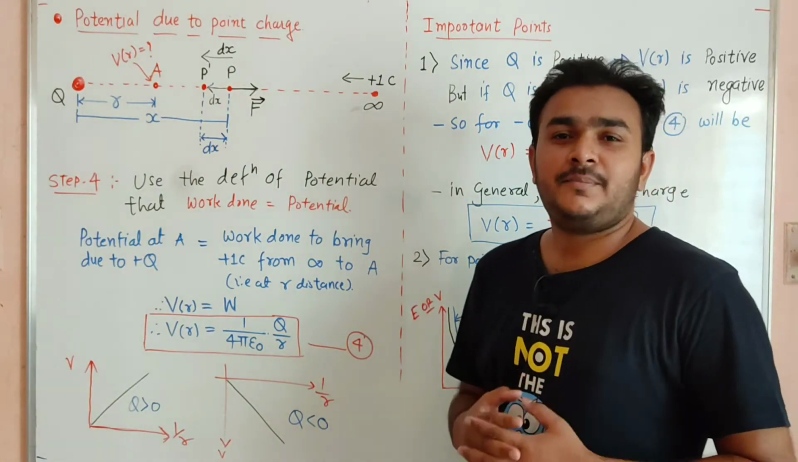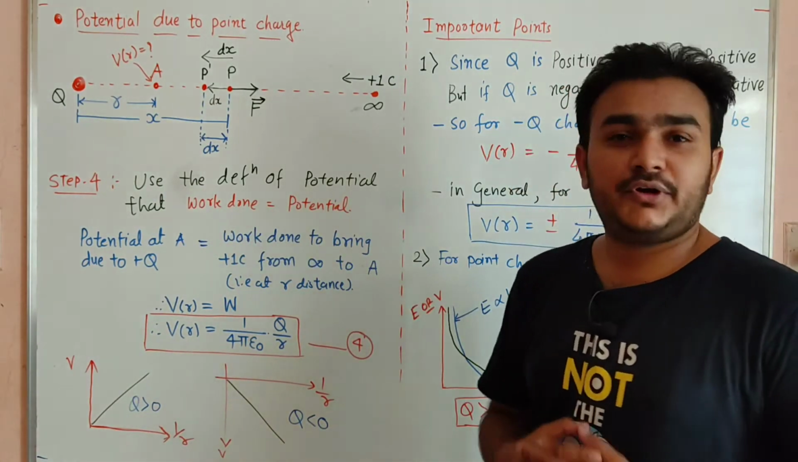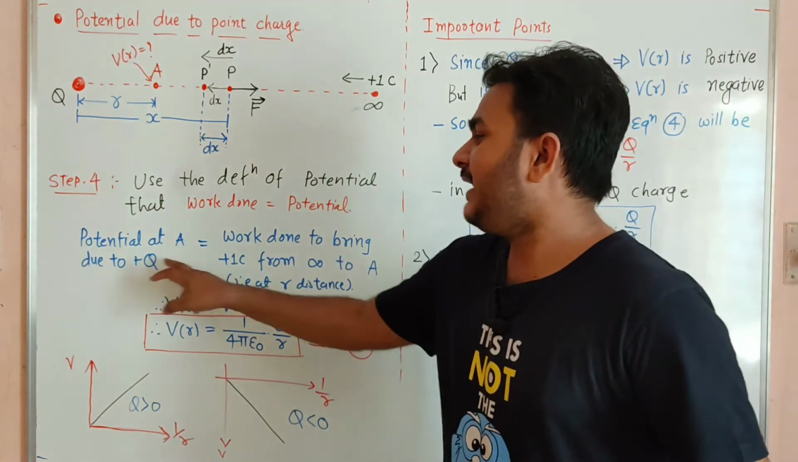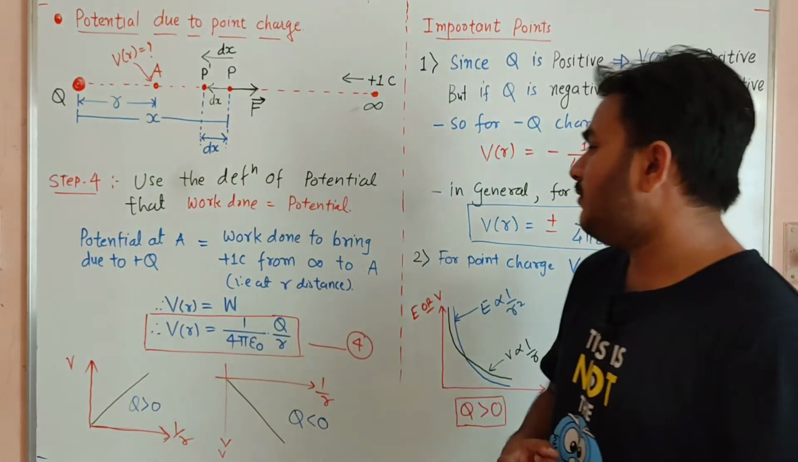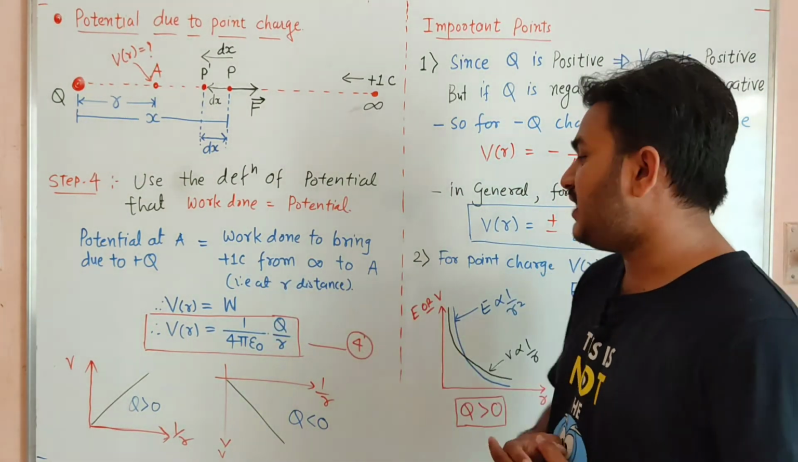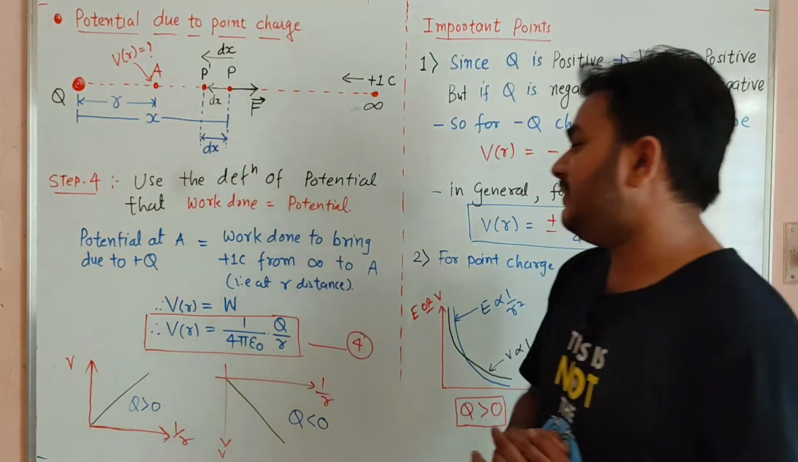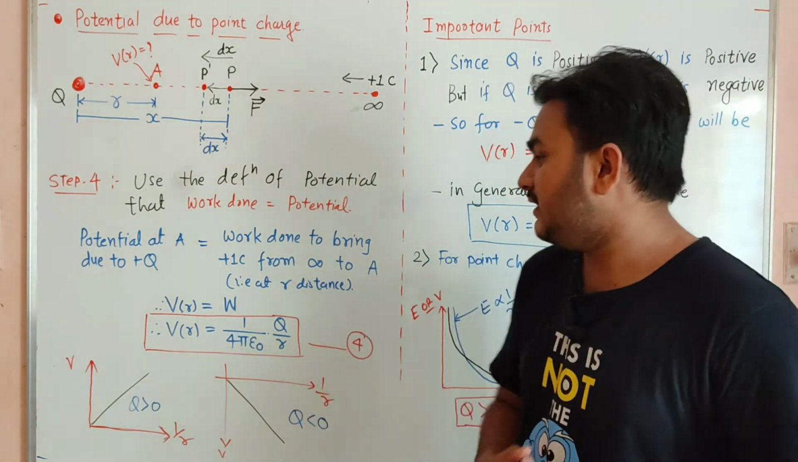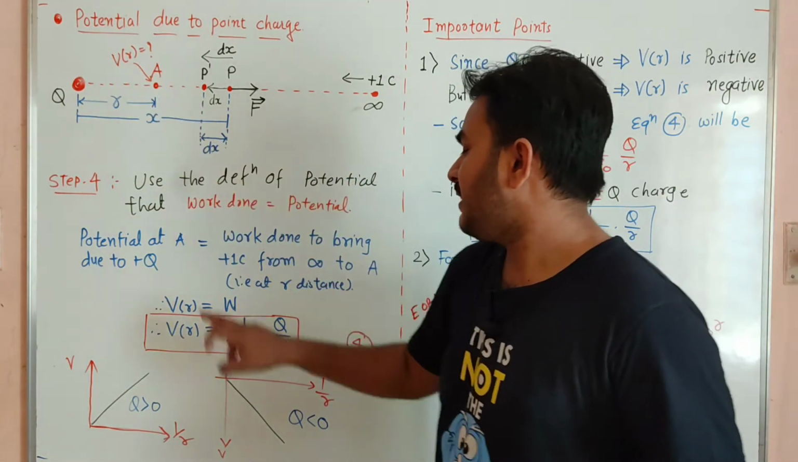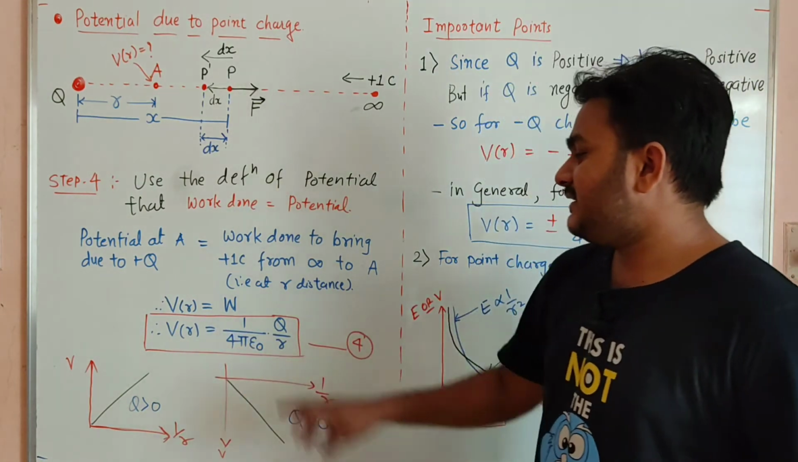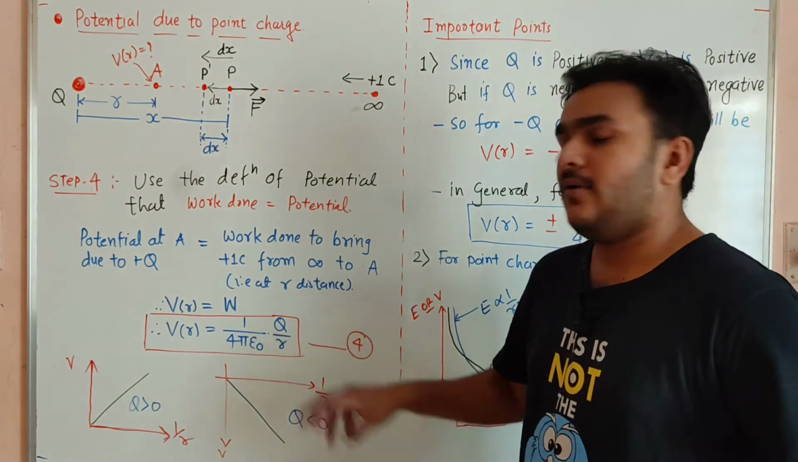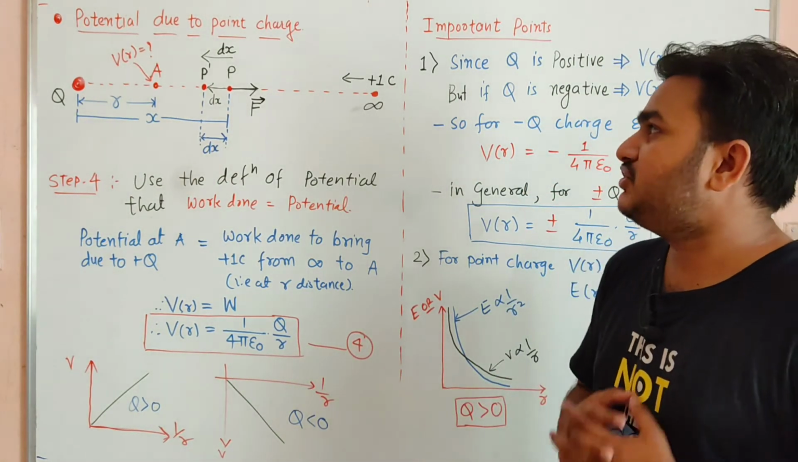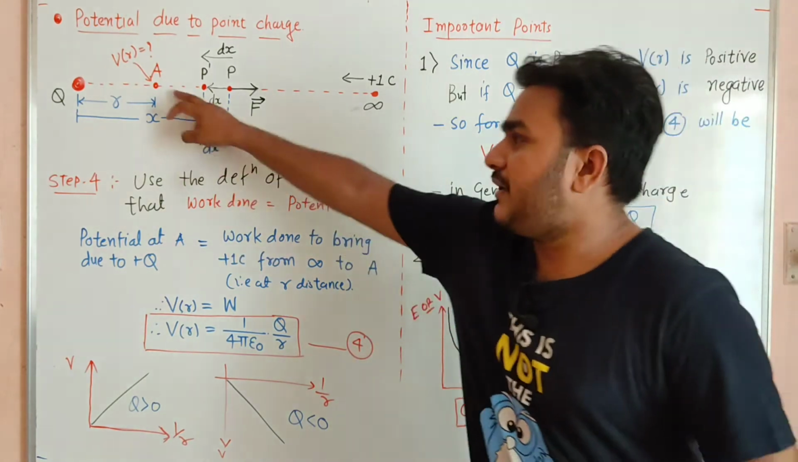Okay, so the next step is the use of the definition of potential, that potential is equal to work done. So potential at point A due to plus Q is equal to work done to bring plus 1 coulomb charge from infinity to point A, and here we know that the work done is already found in equation number 3. So V of R at point A is equal to W. So V of R is equal to 1 by 4 pi epsilon 0 Q upon R. So equation number 4 is the equation of potential due to a positive point charge at point A.